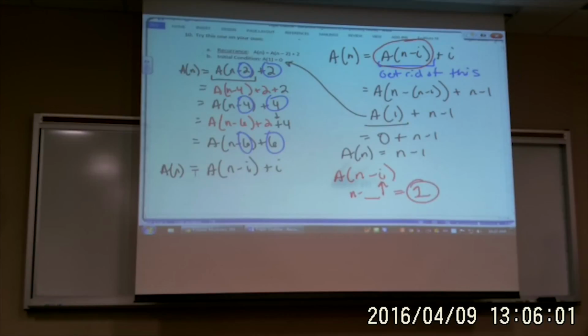And the reason we want 1 is because when we look here at our initial condition, it's specified at input size 1. So we know when input size 1 occurs, we can plug in the value of 0. So when we plug in n minus 1 for i, n minus that number minus 1 leaves you with 1. This gives us this. A of 1 is 0, and that's how we get this. Did that answer your question?